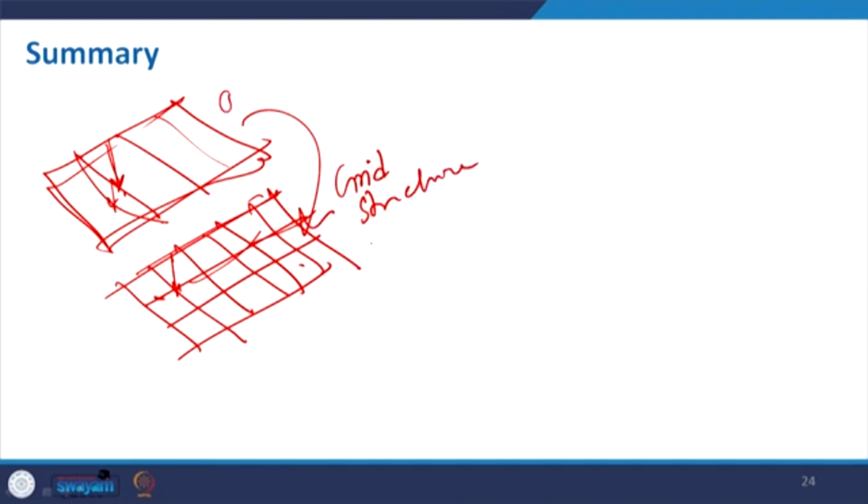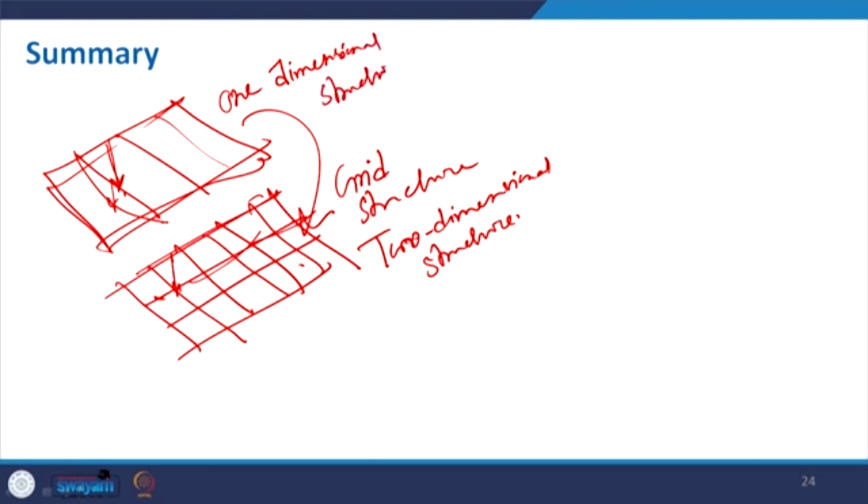and it is also called a two dimensional structure, and this is a one dimensional structure, right. So, this is also referred to as your waffle slab construction. We can use this, or we also refer to it as the coffer slab.